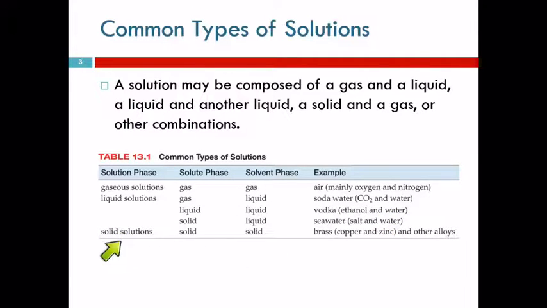Solid solutions are a little less familiar to us, and yet we use them all the time. Something like brass. Brass is a solution of copper and zinc. All alloys are solid solutions. So your jewelry that you might be wearing is most likely a solution of different metals. So any states are possible for these solutions.